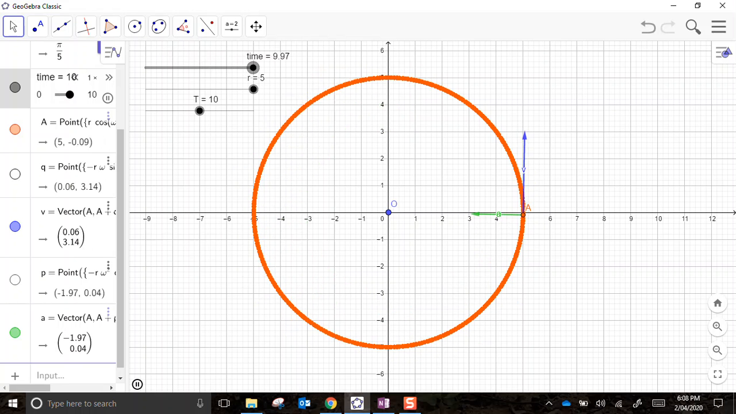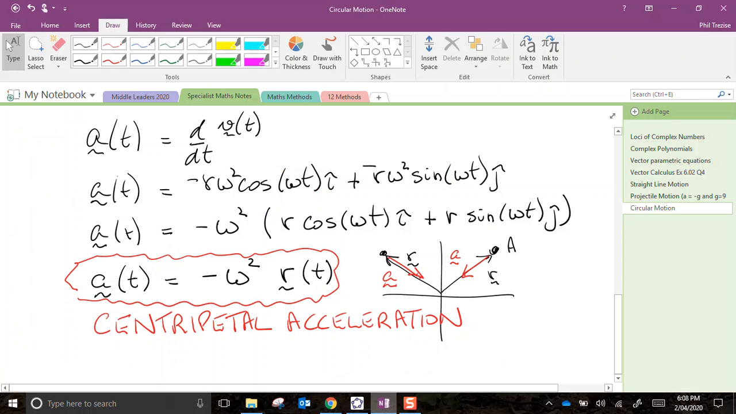That's a fair bit to digest in this video. The little animations here are nice to help us visualise, but that's the real deal there. The vector equation for acceleration, we take a time derivative, we notice by moving negative omega squared as a common factor, we're literally looking at a scalar multiple of our position vector.